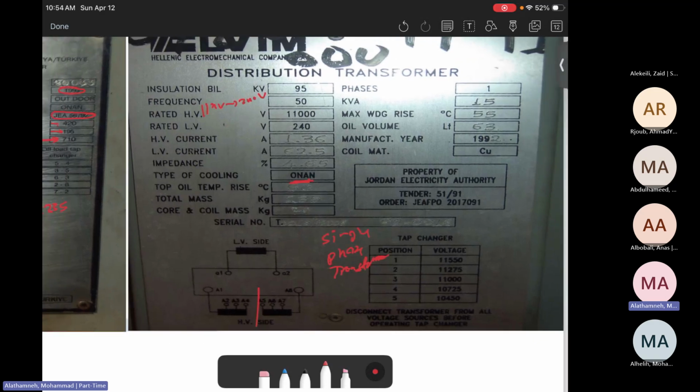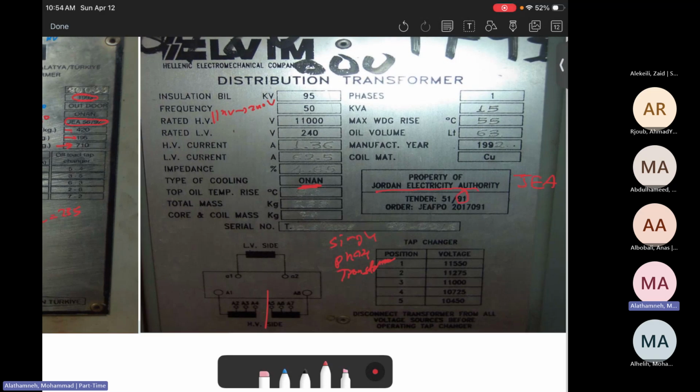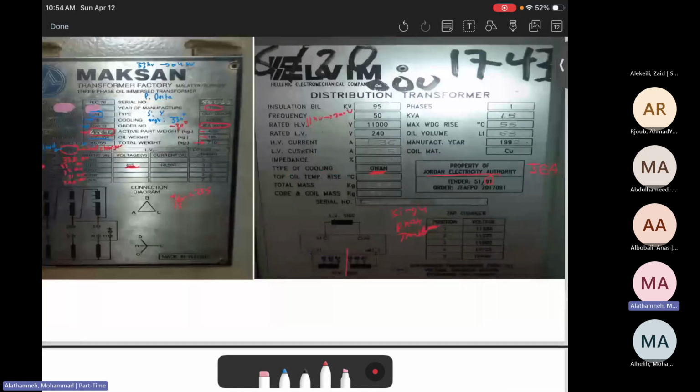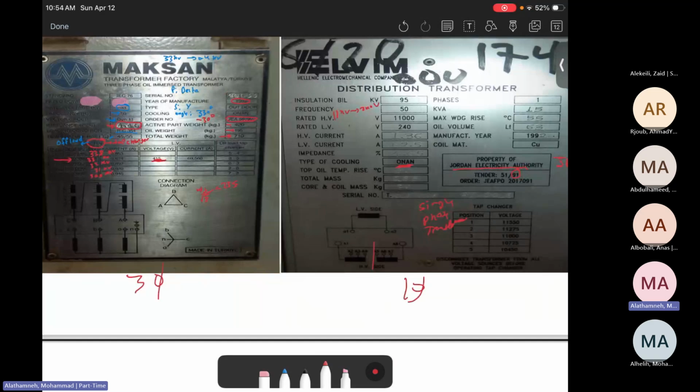And you see that it's for the Jordan Electricity Authority, JEA, and it was made in 1991. Oh my god, it's too old. Then we see the tap changer settings on the high voltage side, 11 kilovolts: 11.5, 11.2, 10.7, and 10.45. Okay, any question? Again, this is a single phase, while the next one is three phase.